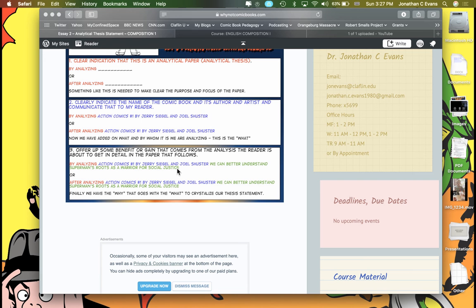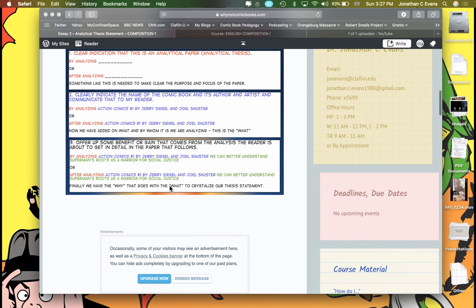All right. And let me just show you the one I've got here. It's pretty much the same one for both of these. By analyzing Action Comics by Jerry Siegel and Joe Shuster, one can better understand Superman's roots as a warrior for social justice. So that's what I'm hoping to reveal in my analysis. And obviously I had to have read the comic to come up with that. But this might change after I'm done, and maybe I have a different reasoning, and it is perfectly okay to go back at that point and revise your thesis. All right.